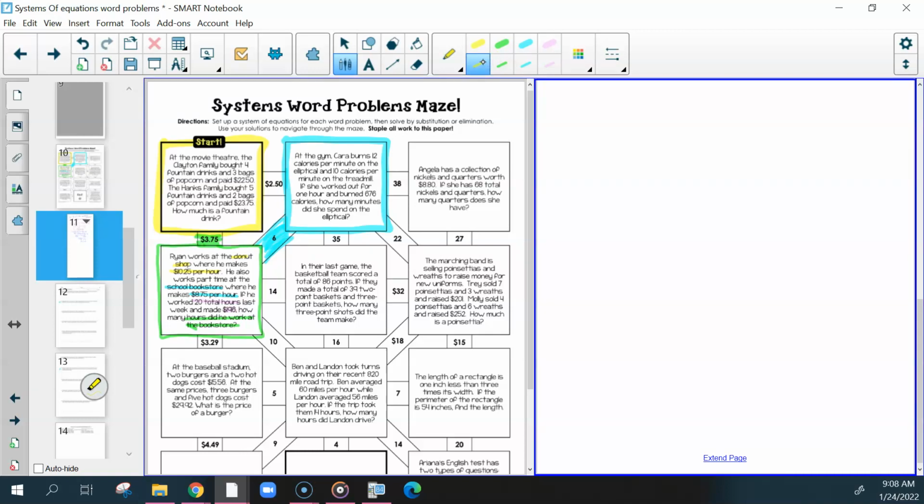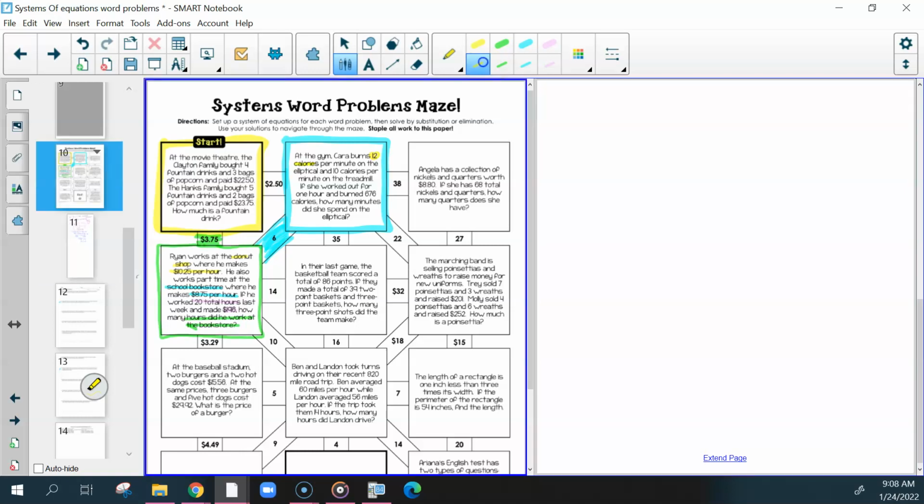And what important things have we found here? 12 calories per minute on the elliptical and 10 calories per minute on the treadmill. And if she worked for 1 hour, it's 676 calories. We're looking for how many minutes she spent on the elliptical.